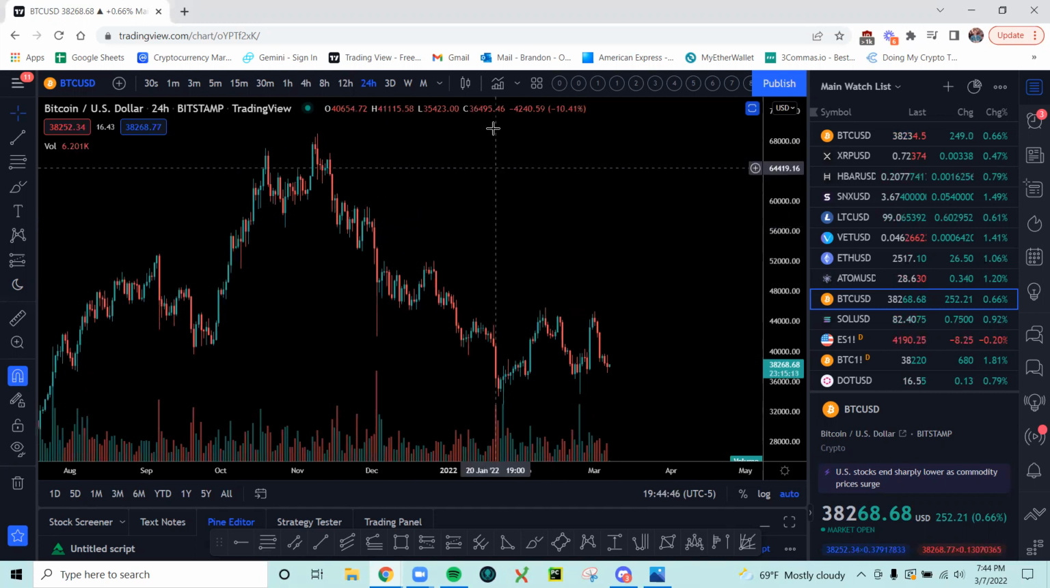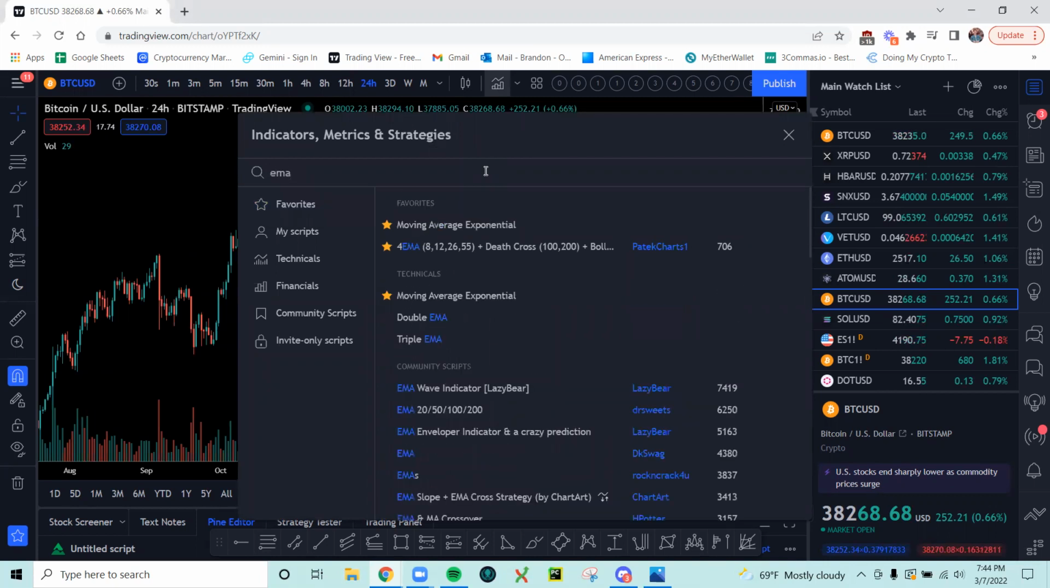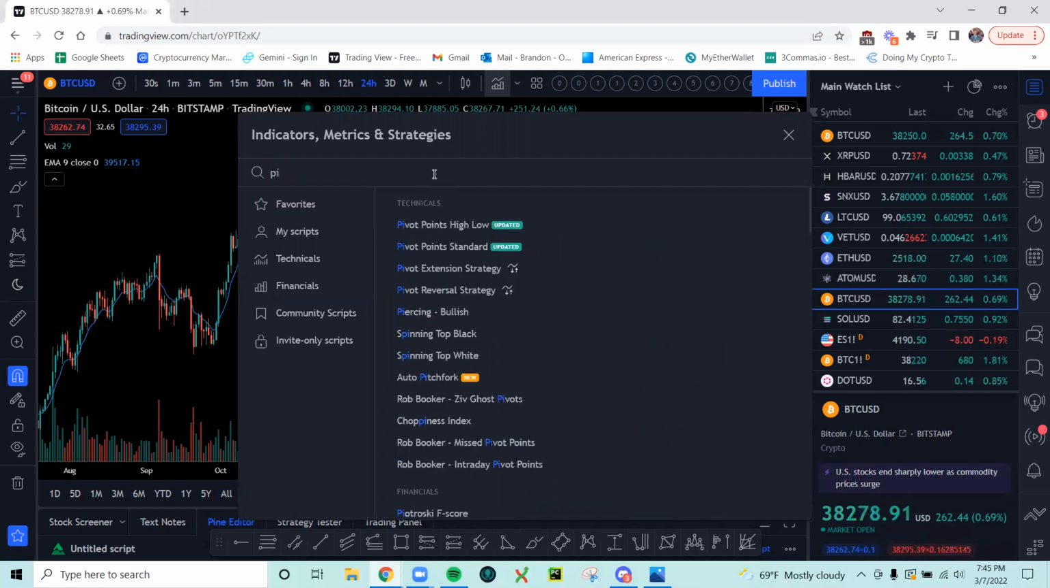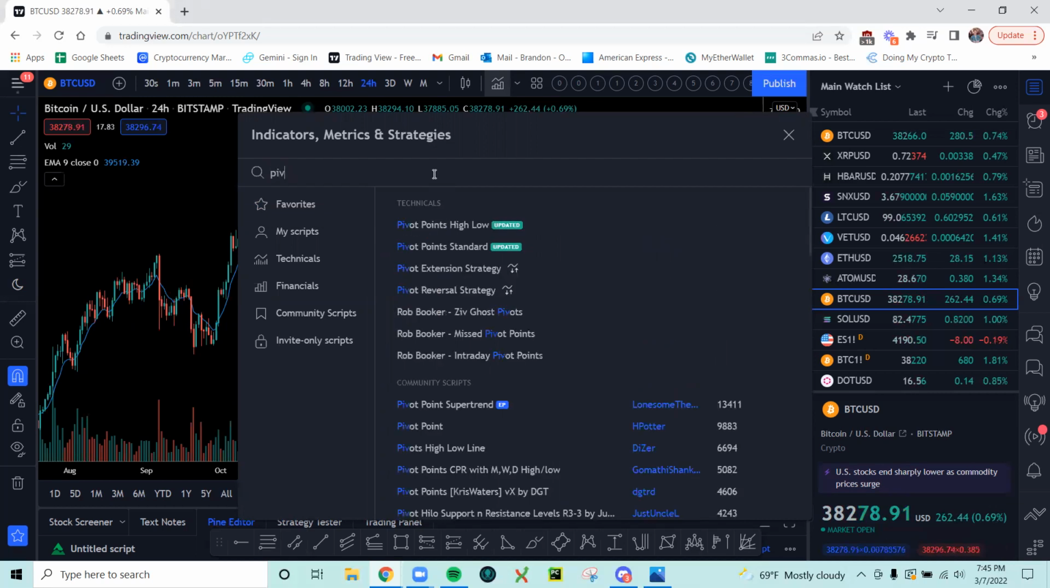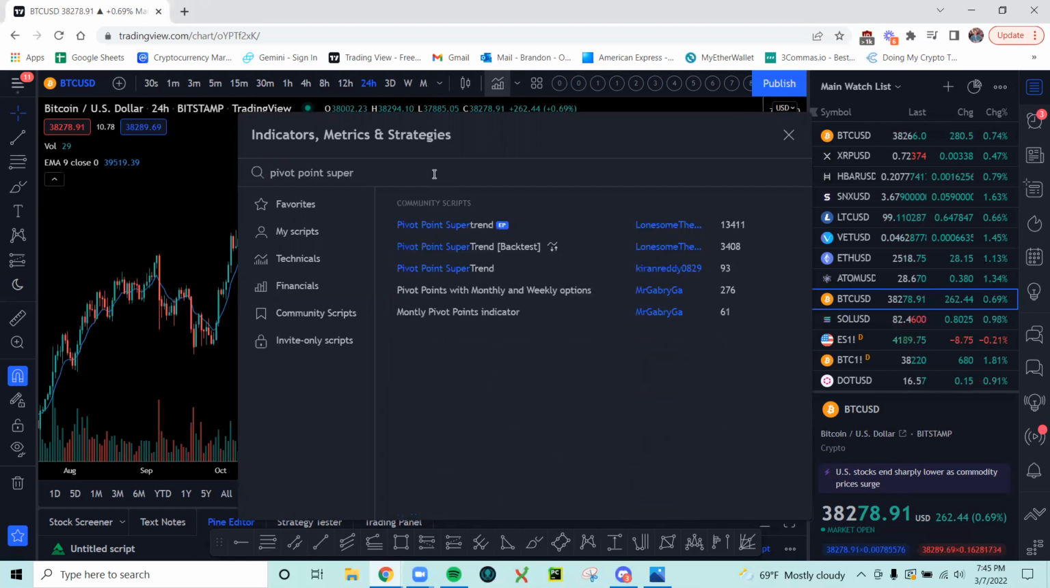So what are the two indicators? These are two free indicators on TradingView, so you don't need to have a paid version in order to get these. It's going to be the moving average exponential, the exponential moving average. So you'll click there. And then the second one that you'll be using is the pivot point super trend by Lonesome.